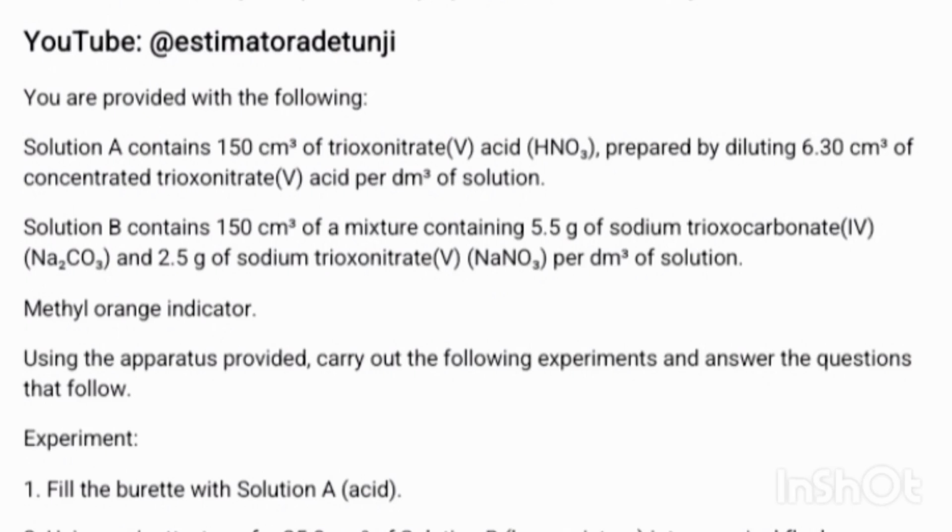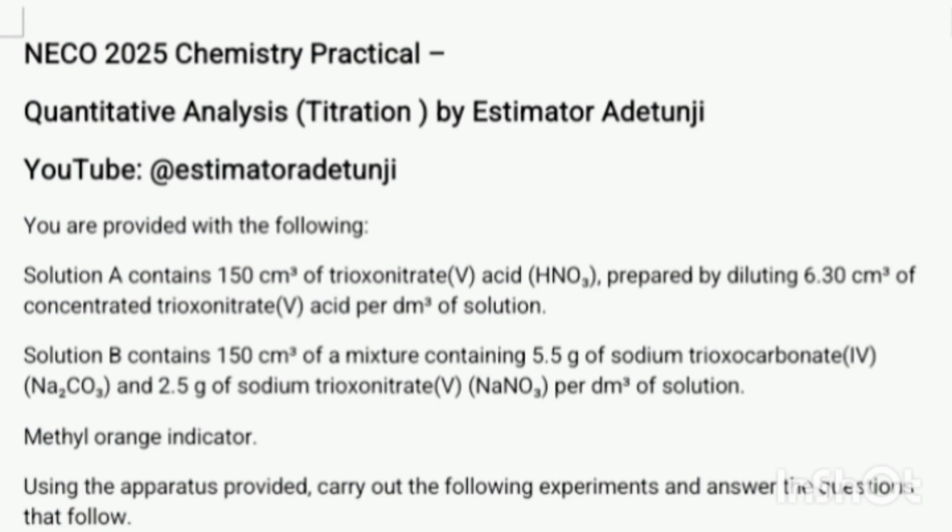Here we have the question. We have another quantitative analysis, titration, and the question on the screen says you are provided with the following. Solution A contains 150 cm³ of trioxonitrate(V) acid, HNO3, prepared by diluting 6.30 cm³ of concentrated trioxonitrate(V) acid per dm³ of solution, while solution B contains 150 cm³ of a mixture containing 5.5 gram of sodium trioxocarbonate(IV), Na2CO3, and 2.5 gram of sodium trioxonitrate(V), NaNO3, per dm³ of solution. We have our indicator, that is methyl orange, and they say using the apparatus provided, carry out the following experiment and answer the questions that follow.